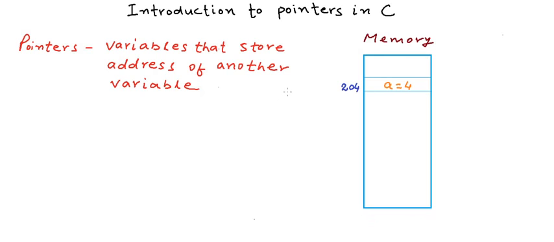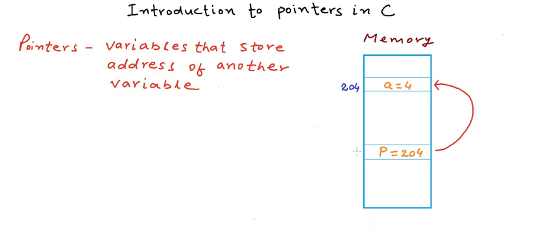Let us say we have a block of 4 bytes at address 204 that stores an integer variable a. Now we can have another variable, the type of which is pointer to integer, and let us say the name of this variable is p. Now this variable p can store the address of a, and using the properties of p or using some operators upon p, we can reach a.